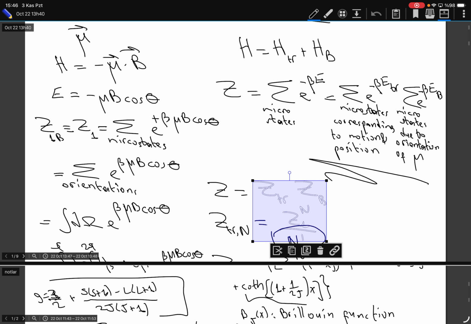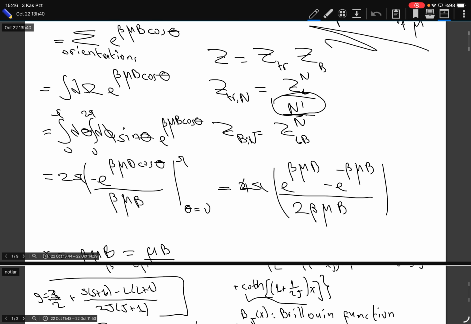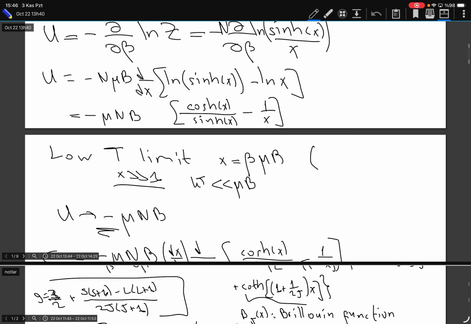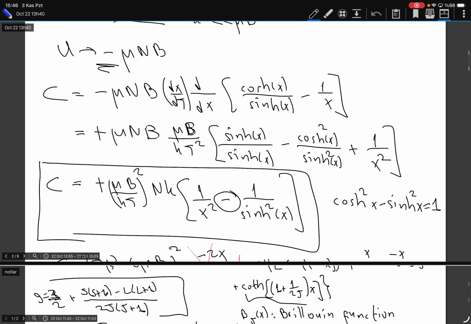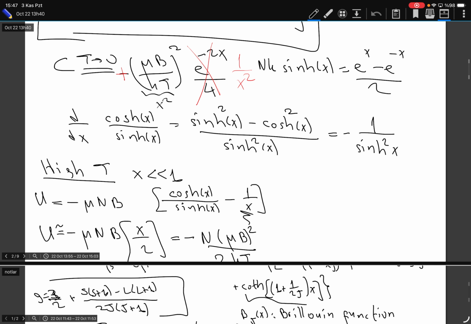The microstates of these magnetic properties will be given by the orientation of the magnetic dipole moment. Each different orientation gives us a different microstate. And summing over the microstates was essentially just integrating over the solid angle of the orientations of our magnetic dipole. Then we looked at the low temperature limit and the high temperature limit. I had made some mistakes. We had corrected them.